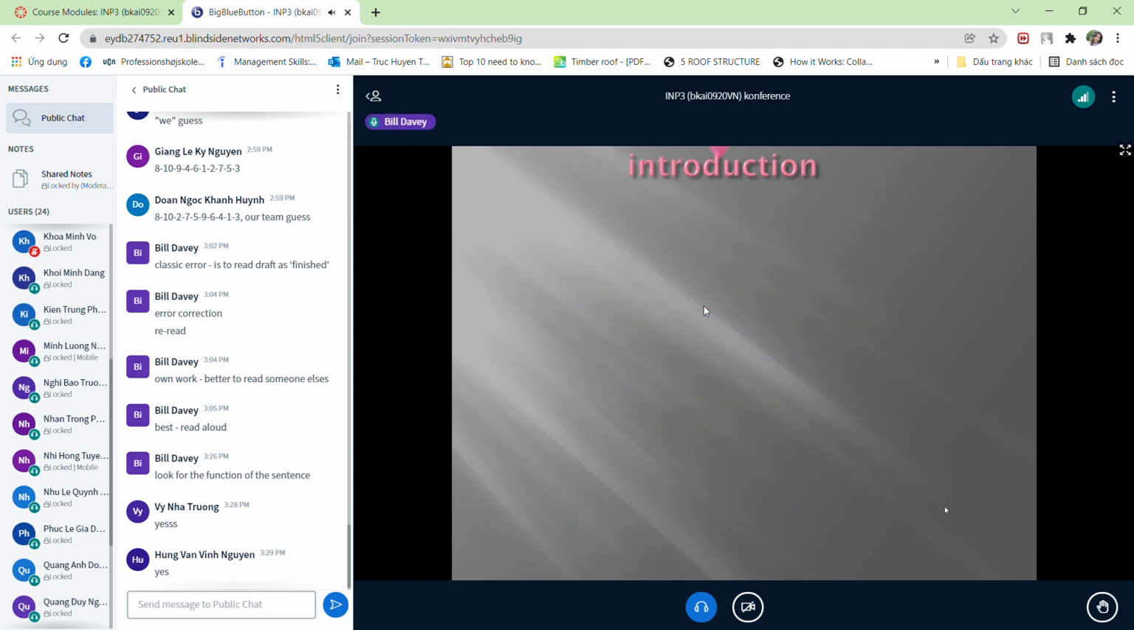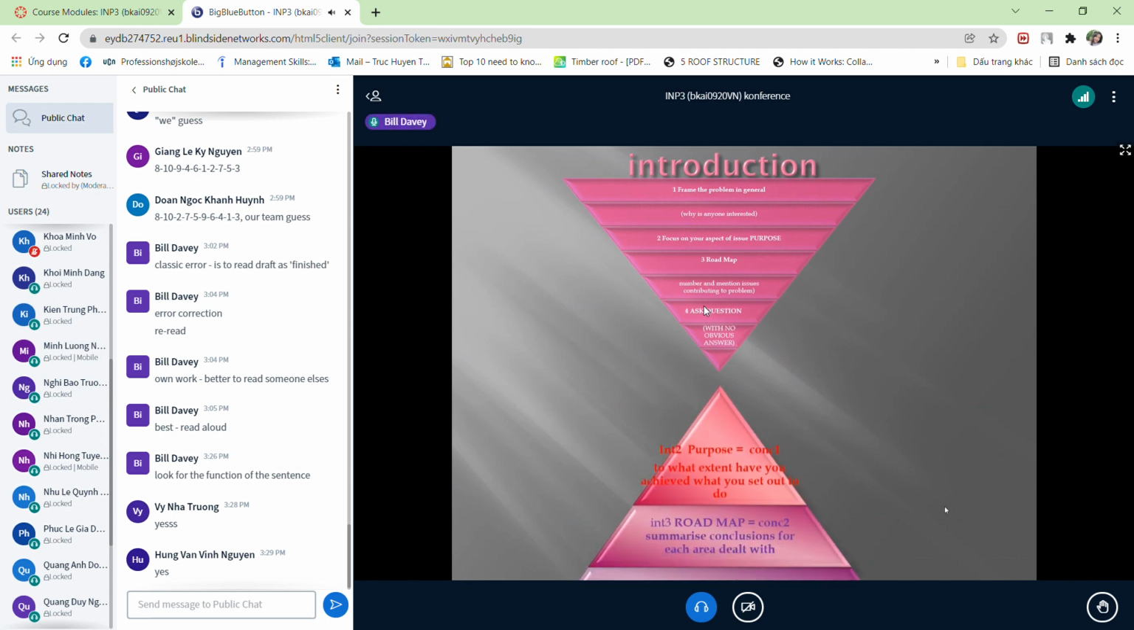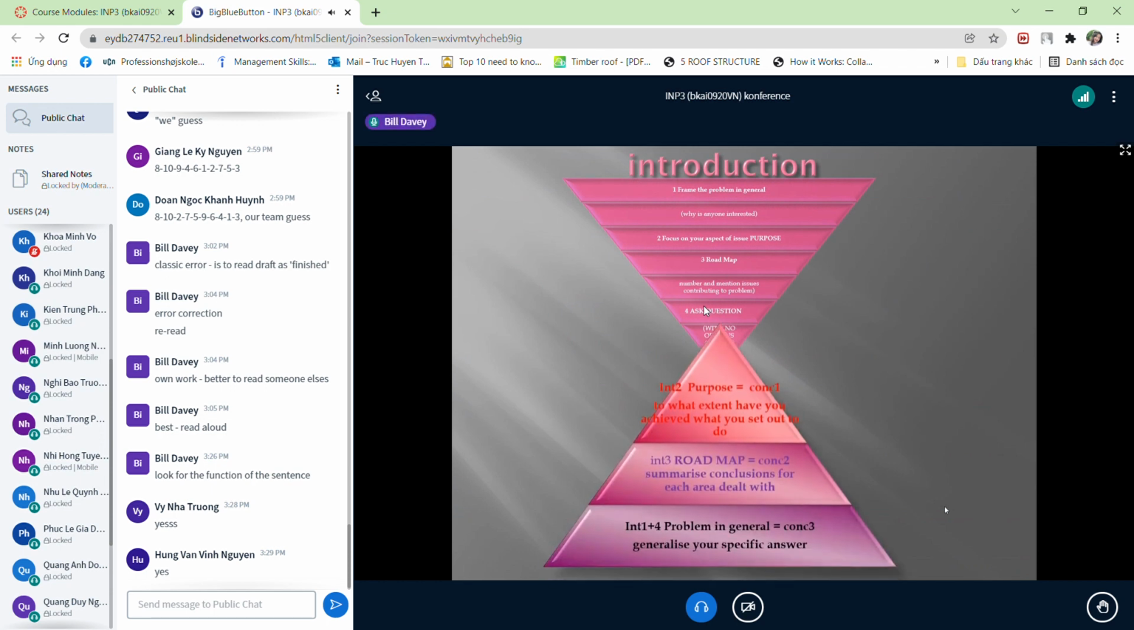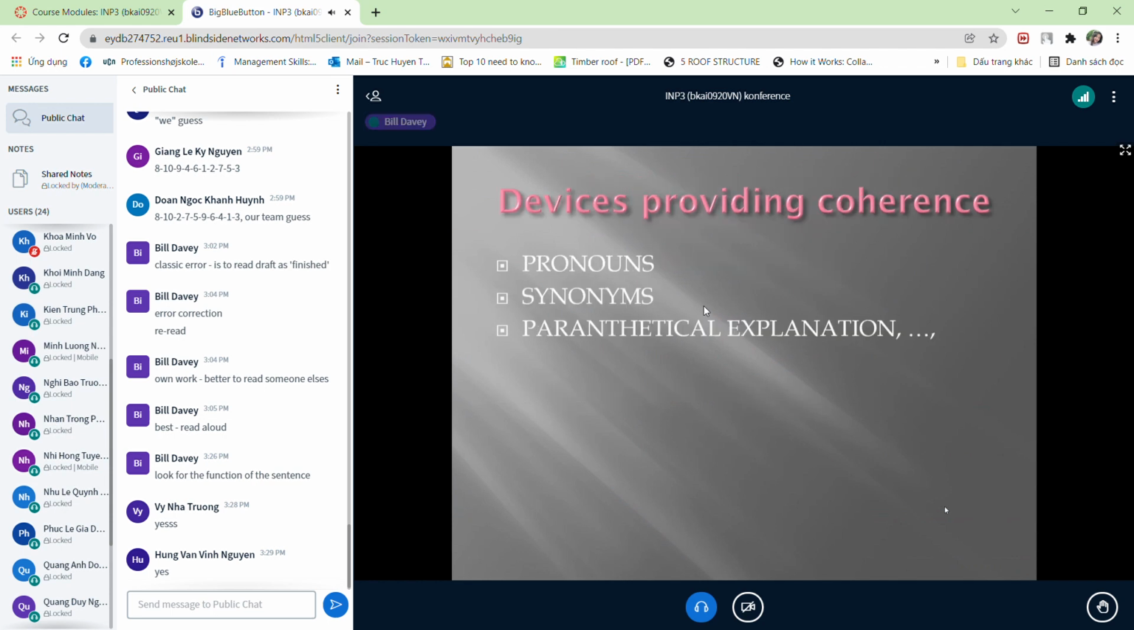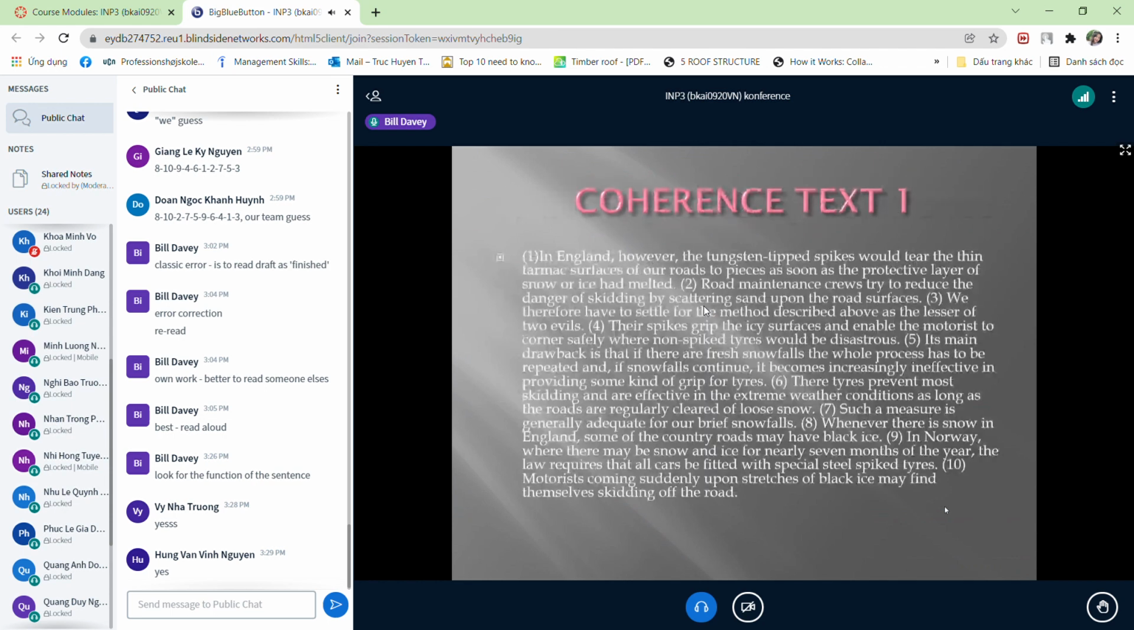And we also talked about the conclusion being the mirror of the introduction, and therefore the things that you talk about in the introduction you also need to mention in your conclusion. So cohesion and coherence is doing your knitting. You are making life easy for your reader, you're persuading your reader you are right, and you're keeping your writing on track. And this is the way to do it.